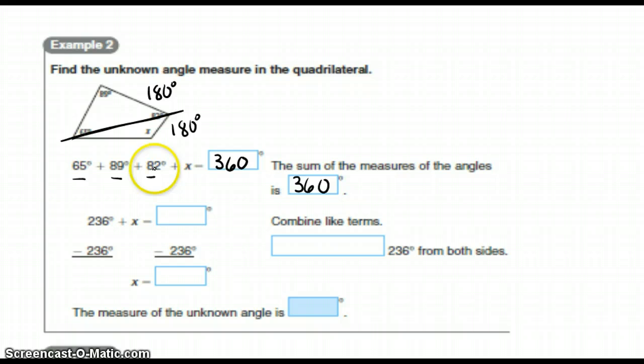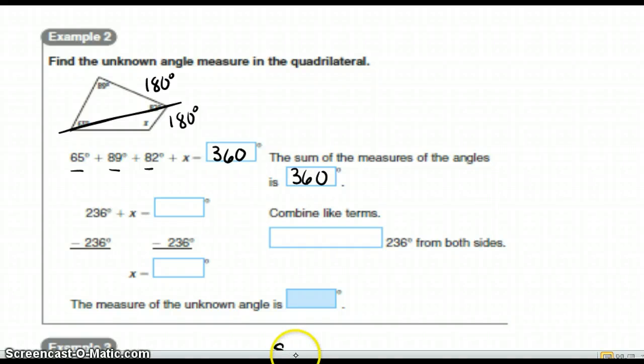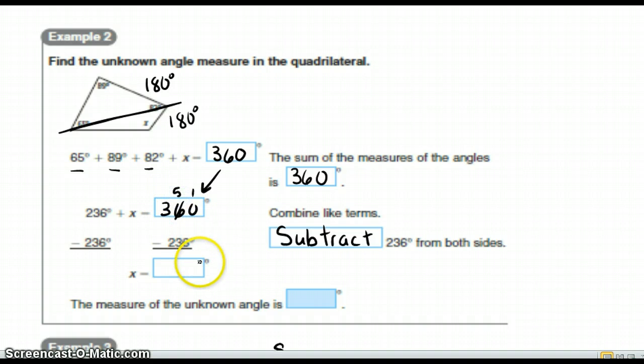So I'm going to combine my like terms and I'm going to subtract 236 from both sides. I have to bring my 360 down, it's coming straight down here. So I'm going to subtract 236 from 360, borrow from my 6, I get a 4, I get a 2. So that angle is 124. And does that make sense? Is this an obtuse angle? I definitely think it is. So it had to be more than 90. So that definitely is an obtuse angle at 124 degrees.